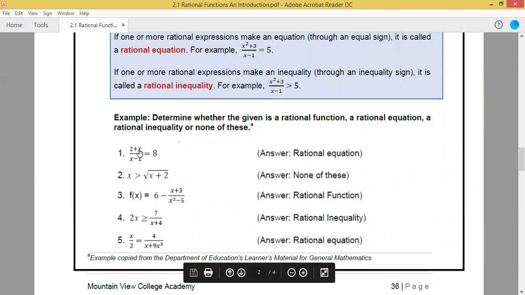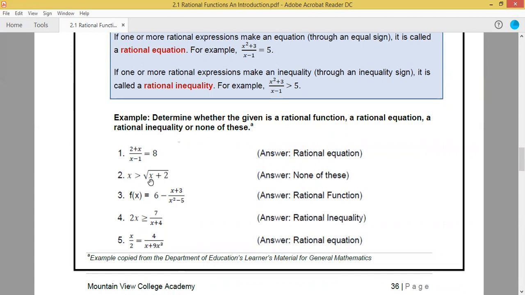First, this is a polynomial. This is a polynomial, so it's a rational expression. There's an equal sign, so we call it a rational equation. Number two, the variable is found inside the radical sign. So it is not a rational expression. So it is none of these: not a rational function, not a rational equation, and not a rational inequality.